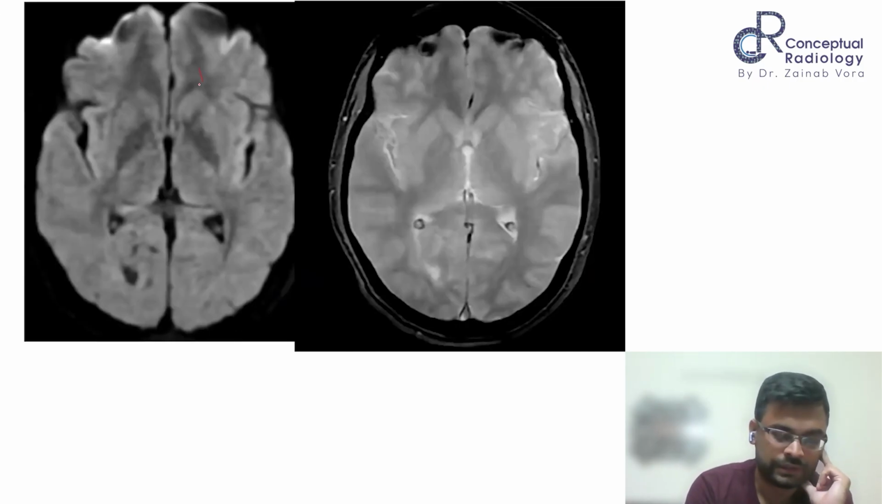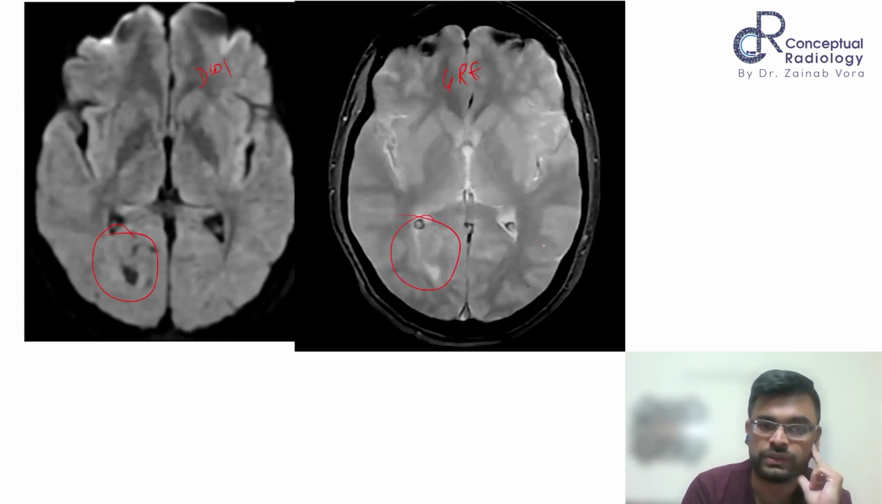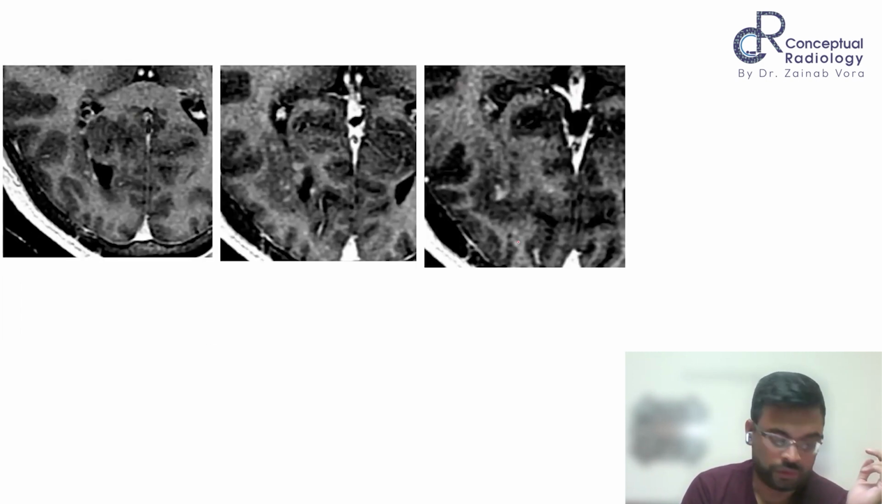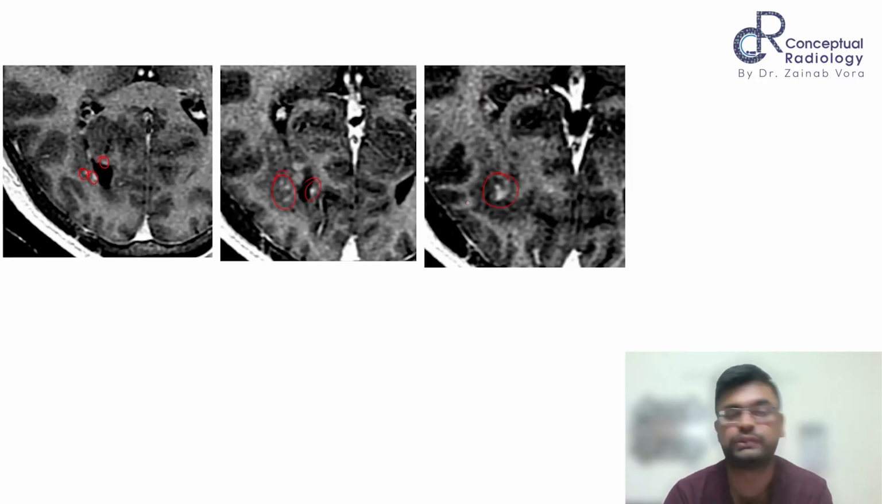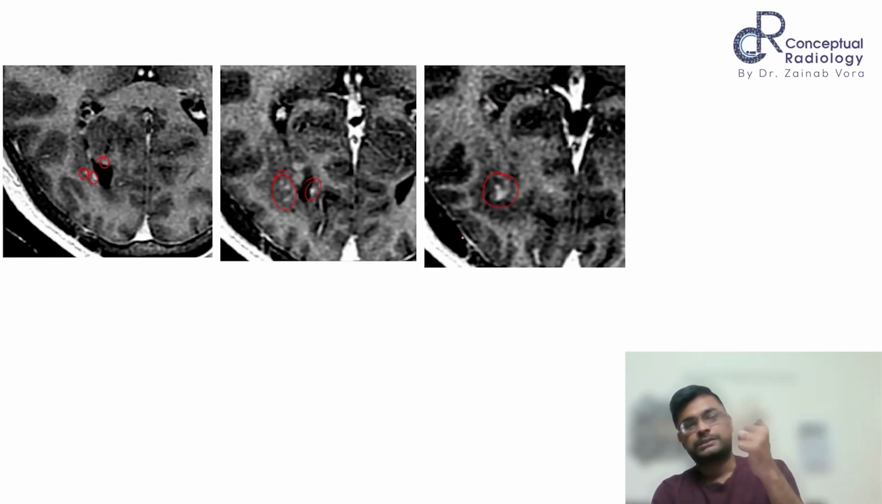So this is DWI, and here we have GRE, and what you see is nothing significant on DWI and nothing significant on GRE, right? Okay. And on post contrast, what we see here is there are small foci of contrast enhancement in this area, primarily along the ependymal surface of the occipital horn of the right lateral ventricle.